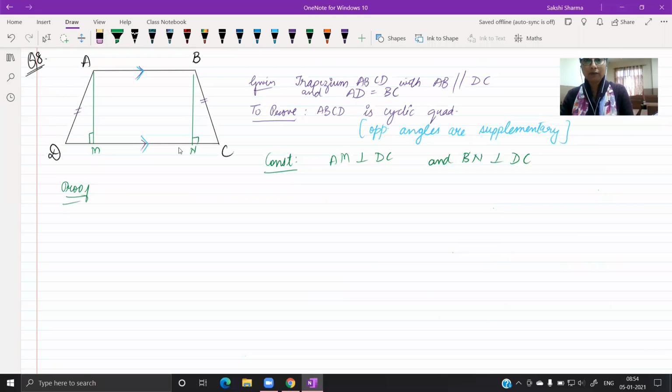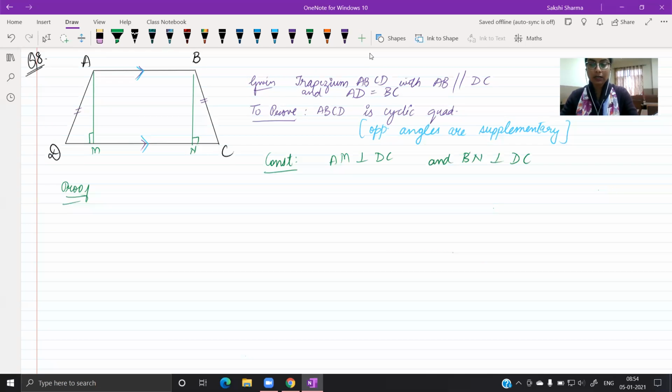So in this case, I've taken trapezium ABCD. The pair of parallel sides is AB and CD. The non-parallel sides AD and BC are equal in length. You have to prove that ABCD is cyclic. We shall prove that any one pair of opposite angles is supplementary.